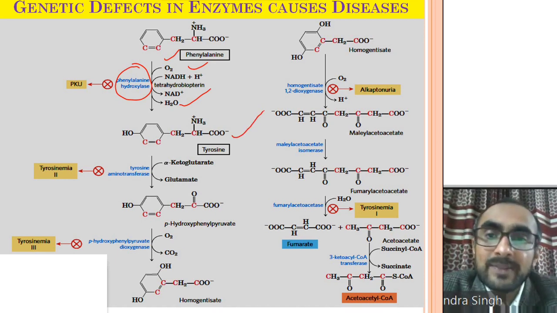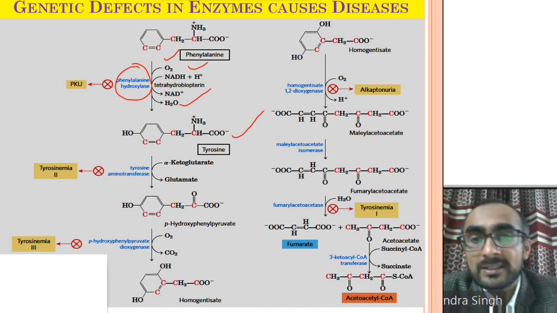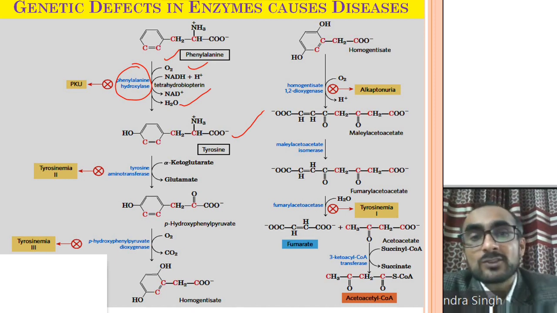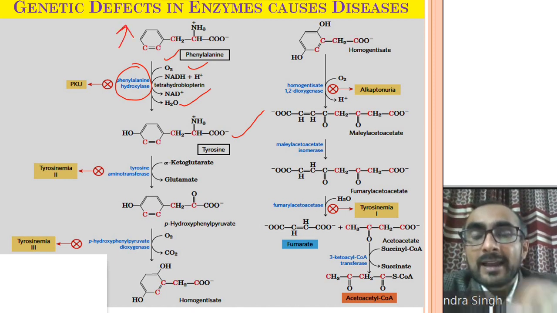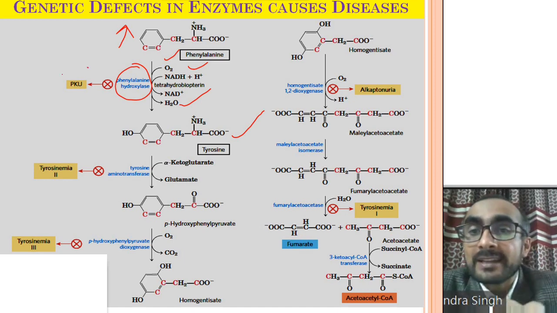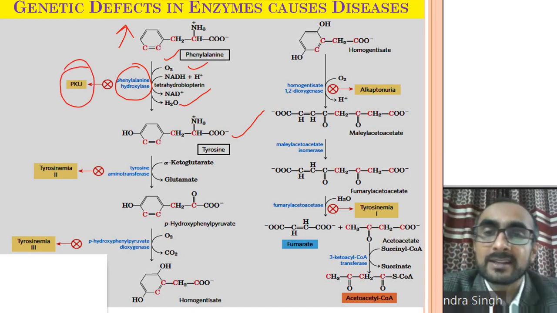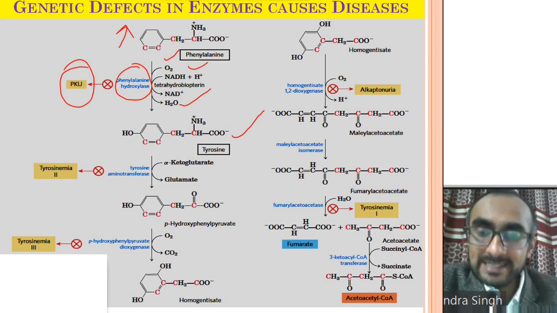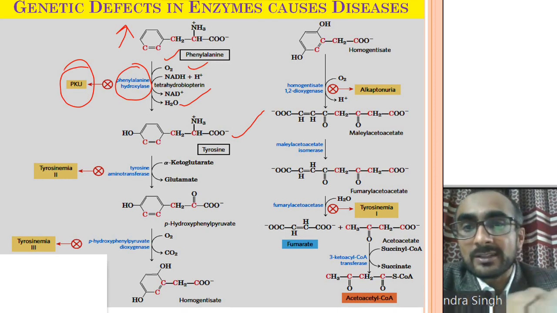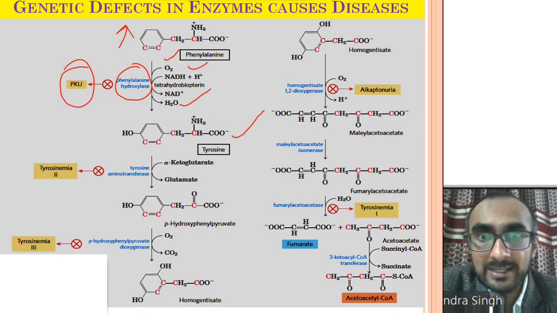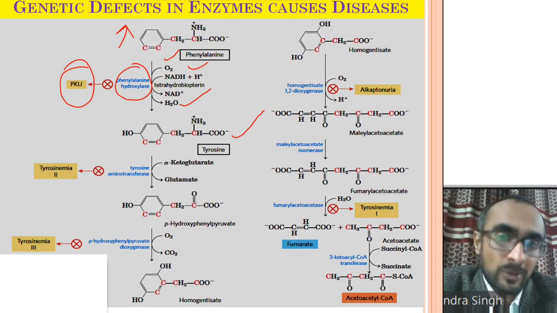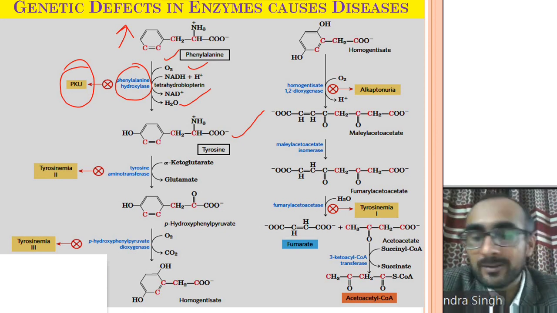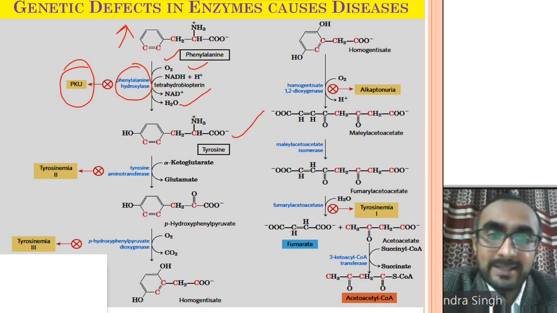Any genetic defect in phenylalanine hydroxylase leads to accumulation of phenylalanine, and that state is called phenylketonuria. It's a genetic disorder that's found in people who have a genetic mutation in phenylalanine hydroxylase. Such people cannot digest phenylalanine, so it starts accumulating in the body.